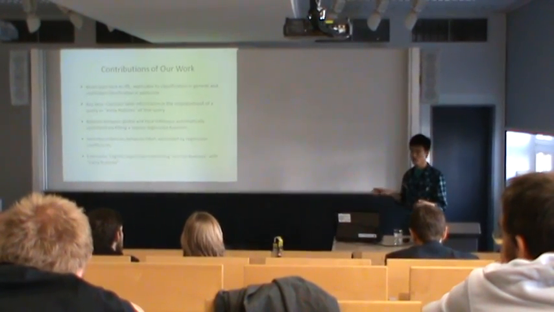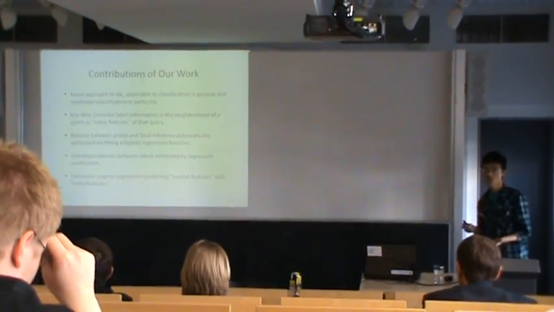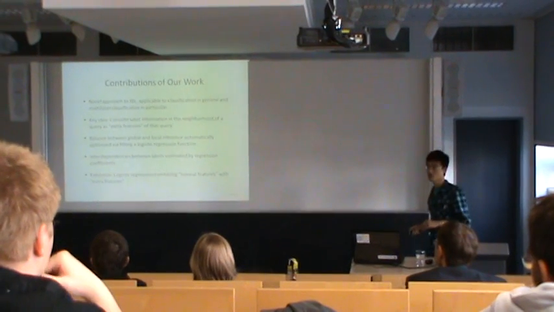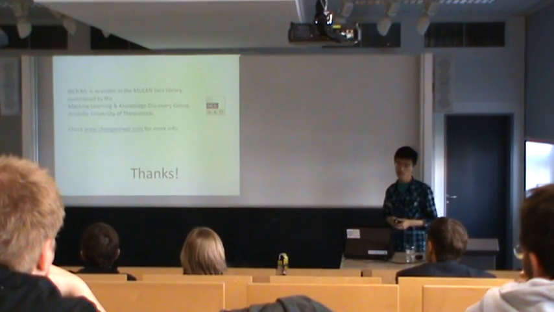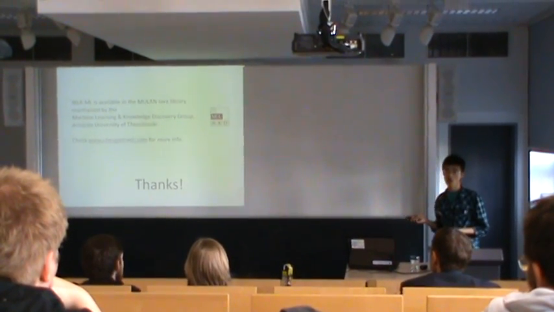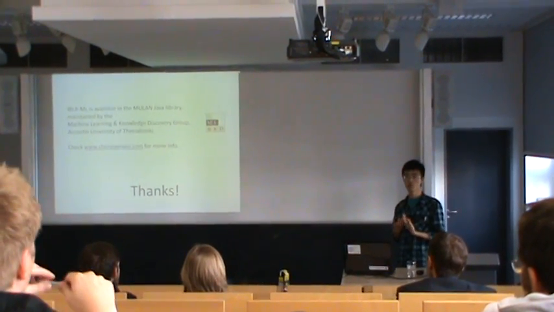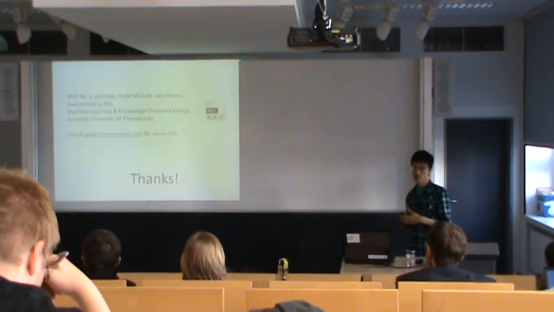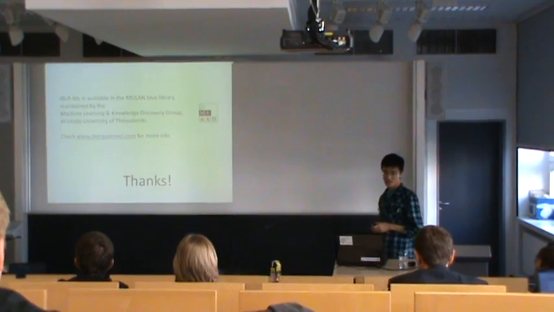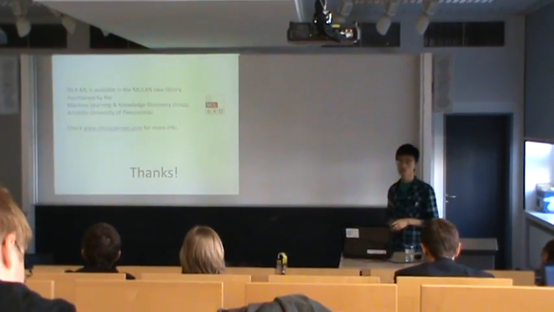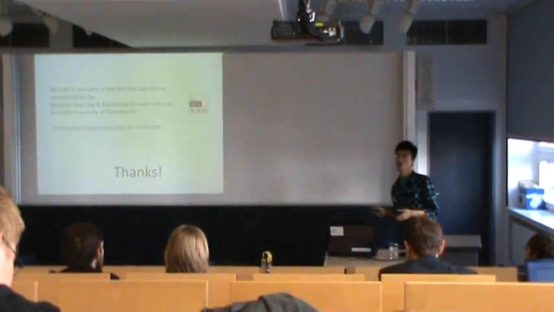And of course, in the paper, we have some other extensions. For example, we also combine the normal features and the instance features together. But I won't go into details here, so if you're interested, you can check the paper. One last thing I want to say is that this approach is now publicly available in the Mulan Java library. Mulan is an open source multi-label classification Java library, maintained by the machine learning and knowledge discovery group at the University of Thessaloniki. If you want more information, you can check my website, and you are welcome to try our approach in this Mulan package.